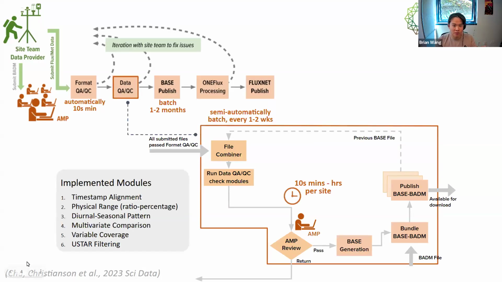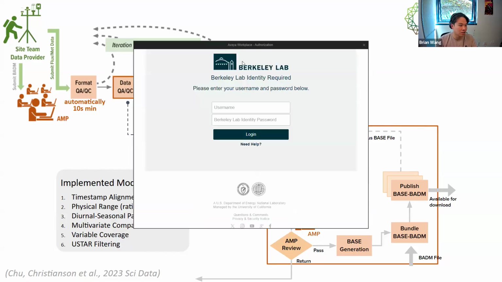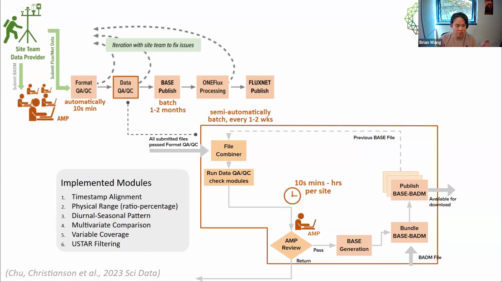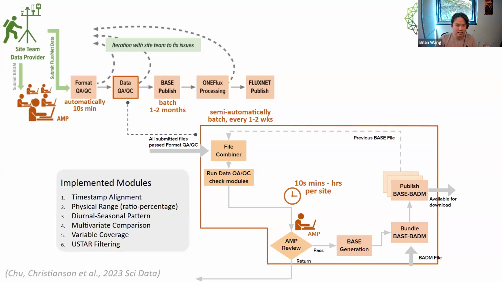On this next slide, we'll just hone in on the base process. After you submit your data, you will receive a format QAQC report automatically within 10 to 20 minutes. And every 1 to 2 weeks, all the data sets that pass format are combined with the previous base upload for that site and run through the 6 currently implemented data QAQC modules. They are timestamp, physical range, diurnal seasonal pattern, multivariate comparison, variable coverage, and U-star filtering. Tobias will dive into each of these checks more specifically later in the presentation.